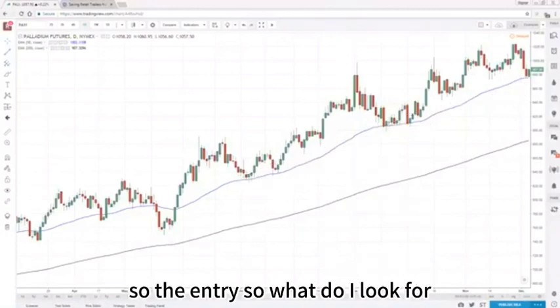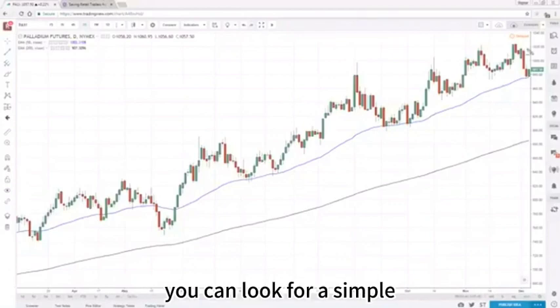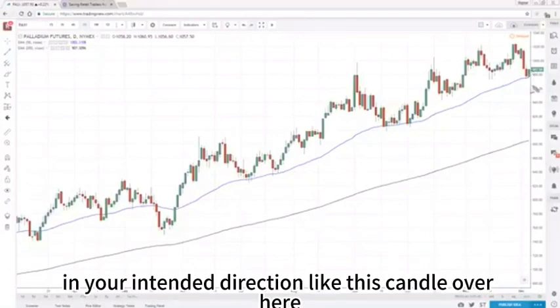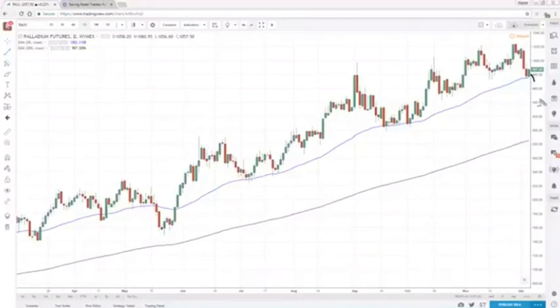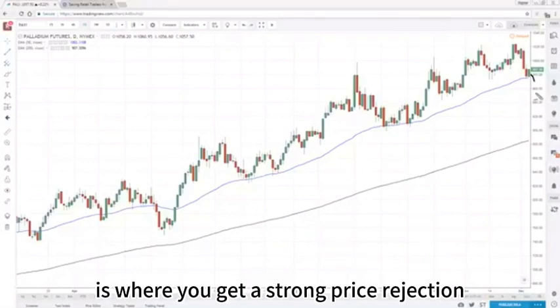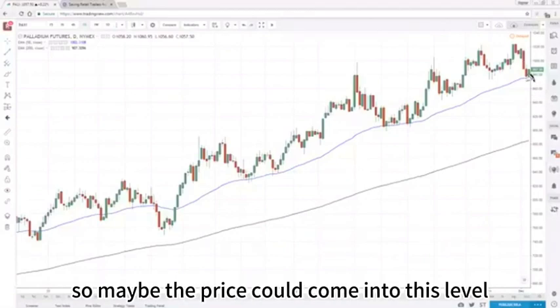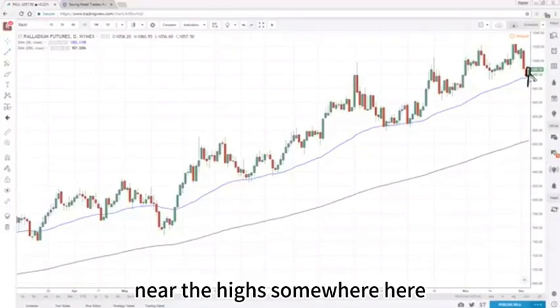So the entry. What do I look for in the entry? Actually, it's very simple. You can look for simply a higher close in your intended direction, like this candle over here. That's the most straightforward and simple approach. But if you ask me, the best kind of trading setup is where you get a strong price rejection. So maybe the price could come into this level and then trade lower only to get rejected and close near the highs somewhere here.